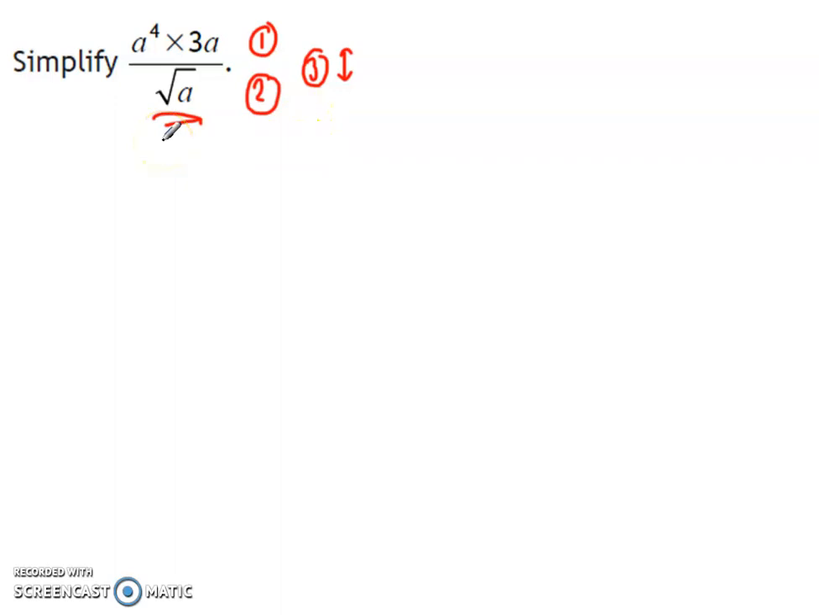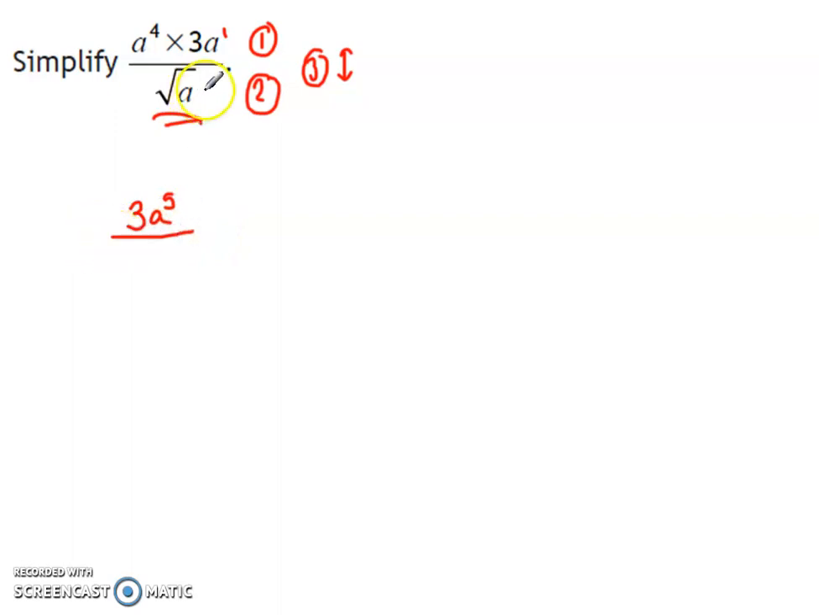So let's start with the top part of the expression. So I've got a to the power of 4 times 3a. So we combine any coefficients that are there. Well, I've simply got just the one, which is 3. I then look to combine anything with the same base together. So I've got a to the power of 4 times a. Remember, a is just simply a with a power of 1 hidden there. So I've got a to the power of 4 times a to the power of 1. When we're doing something like that, we're multiplying something with the same base. Remember, we add the powers, so I get 3a to the power of 5.